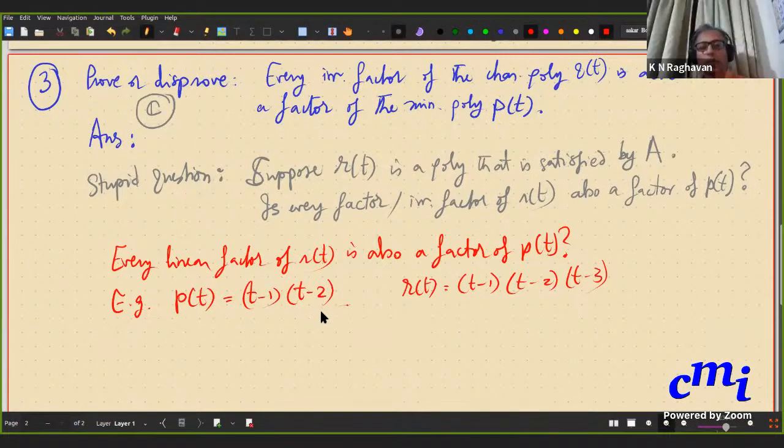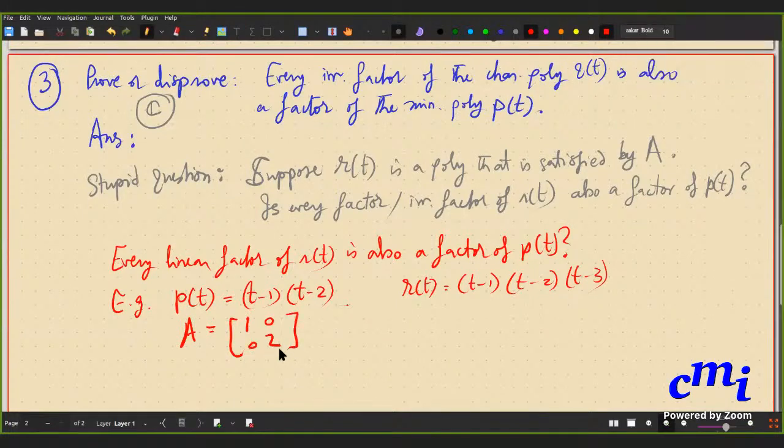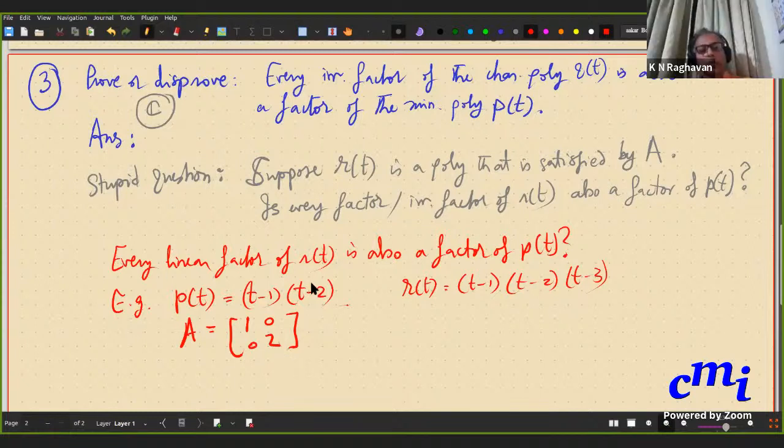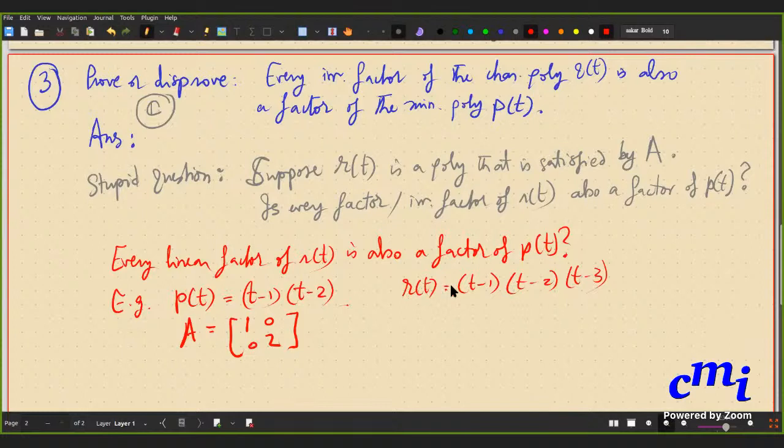How about this? Suppose I take the matrix A. This is my matrix, 1, 2, 0, 0. What is its minimal polynomial? (T minus 1)(T minus 2). Suppose, does it satisfy this polynomial R(t)? Yes, sir.